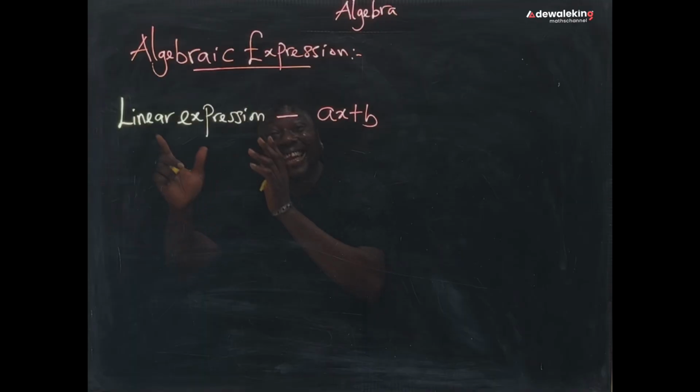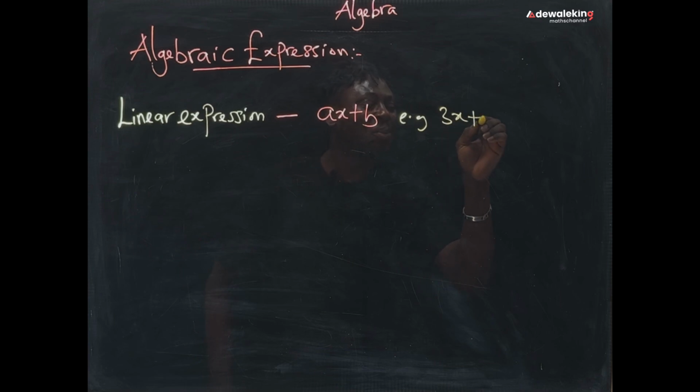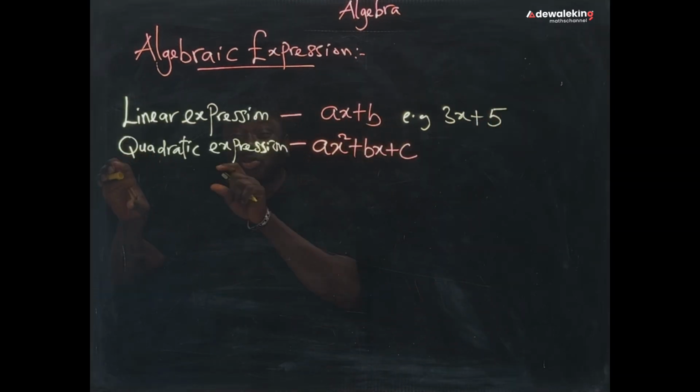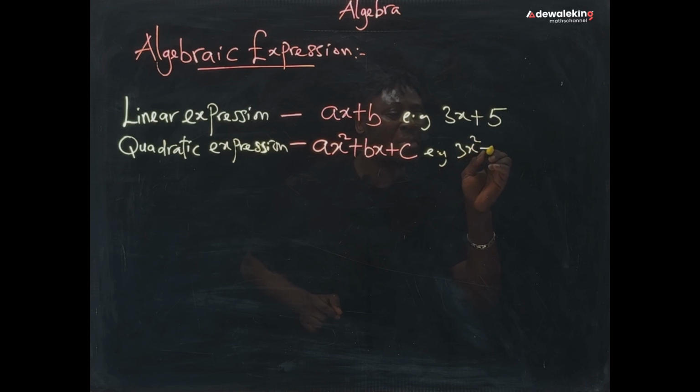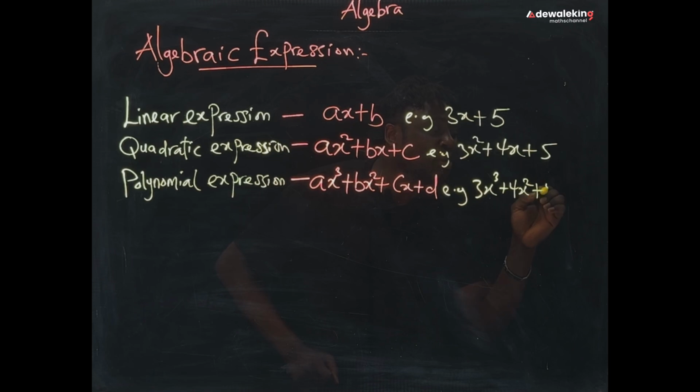Algebraic function. Linear expression of the form ax plus b, e.g. 3x plus 5. Quadratic expression of the form ax squared plus bx plus c, e.g. 3x squared plus 4x plus 5. Polynomial expression of the form ax cubed plus bx squared plus cx plus d, e.g. 3x cubed plus 4x squared plus 5x plus 6.